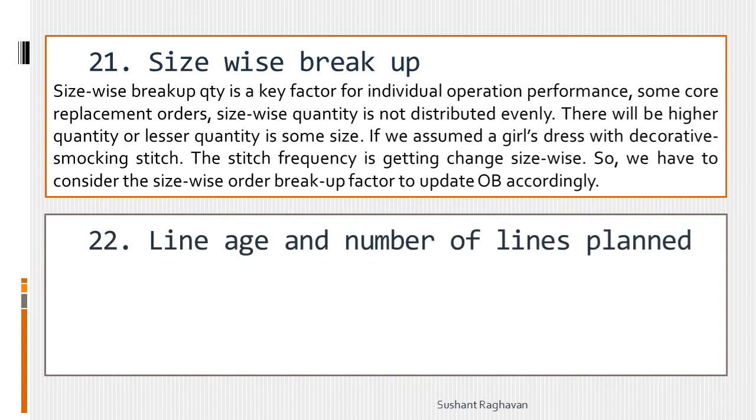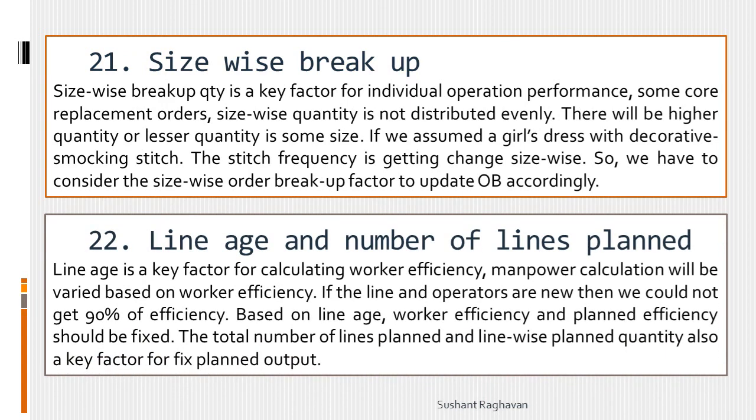Lineage and number of lines planned. Lineage is a key factor for calculating worker efficiency. Manpower calculation will vary based on worker efficiency. If the line and operators are new, then we could not get 90% of efficiency. Based on lineage, worker efficiency and plant efficiency should be fixed. The total number of lines planned and line-wise planned quantity are also key factors for fixing plant output.